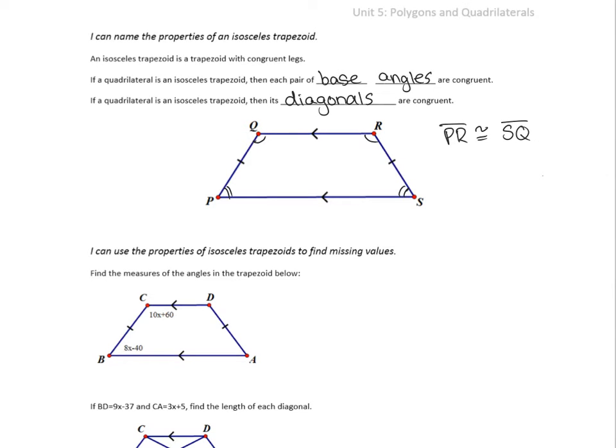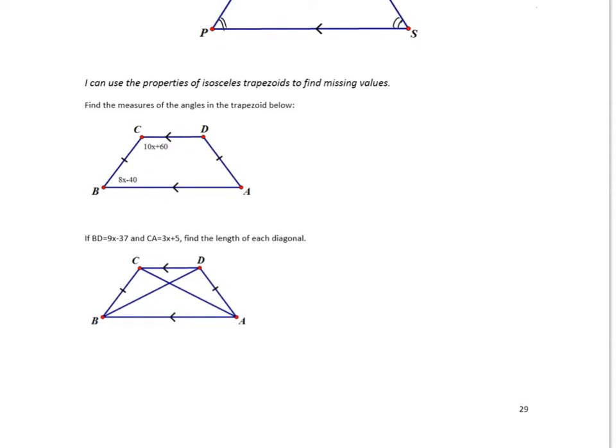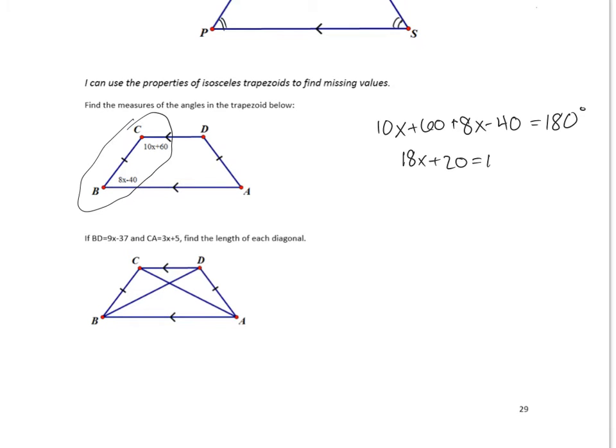So let's take a look at some examples. In this one, they give me the measure of two angles that lie along the same leg. And two angles on the same leg will always be supplementary. So 10x plus 60 plus 8x minus 40 must equal 180 degrees. So I combine my like terms. I get 18x plus 20 equals 180. So 18x equals 160. X equals 160 over 18, which reduces to 80 over 9.